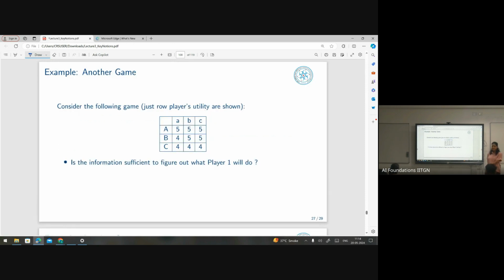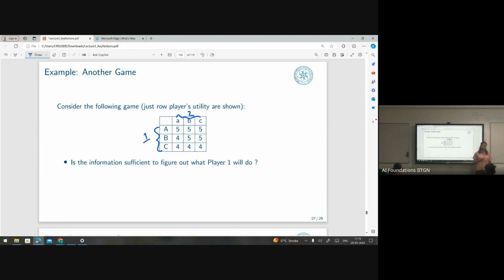So if I give you a game like this, here, if you see, I don't have two utilities. I just have one. I only give you the utilities of the row player. This is the column player, and he has three actions: small a, small b, small c. And I have a row player who has three actions: capital A, capital B, capital C.